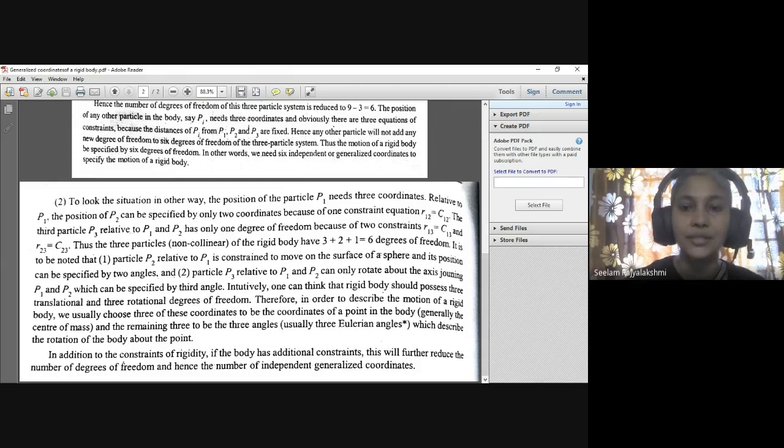Therefore, in order to describe the motion of a rigid body, we usually choose three of these coordinates to be the coordinates of a point in the body, generally the center of mass, and the remaining three to be three angles, usually three Eulerian angles, which describe the rotation of the body about a point. So here, in addition to the constraints of rigidity, if the body has additional constraints, this will further reduce the number of degrees of freedom and hence the number of independent generalized coordinates.